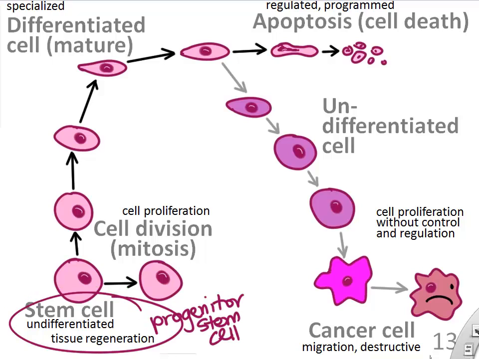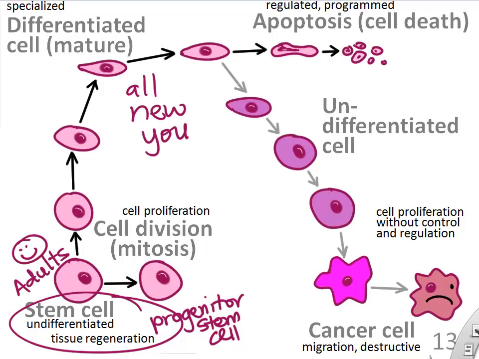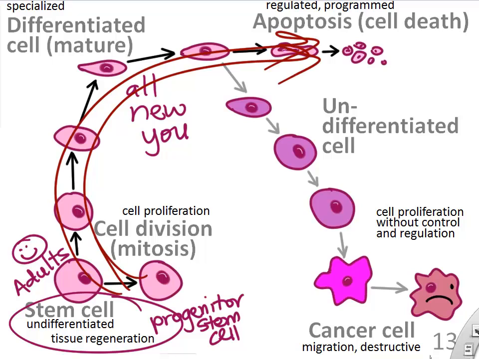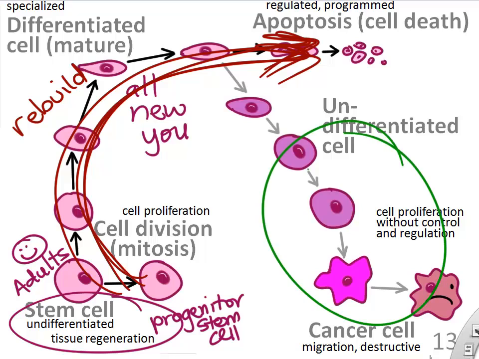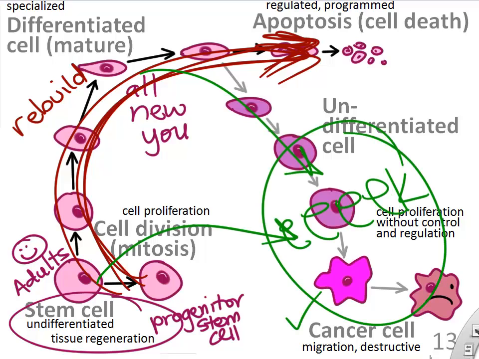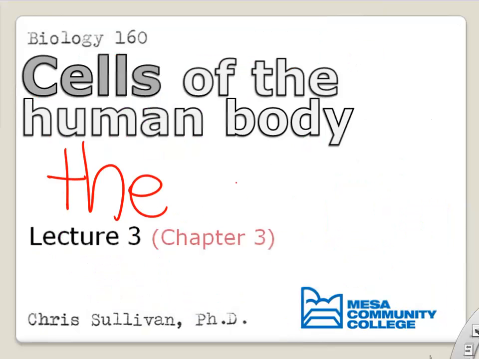If you ever hear of progenitor cells, they're usually talking about stem cells. We have those in our adult bodies so that we regrow new tissues all the time, right? You grow new skin cells and new blood cells and new bone cells all the time, rebuilding your body. The downside of this is sometimes our cells grow out of control and we get something called cancer.